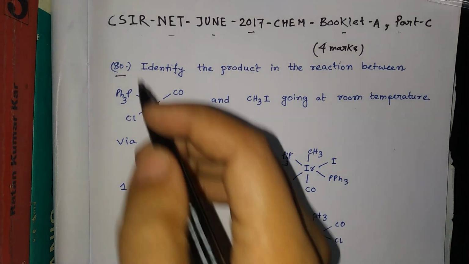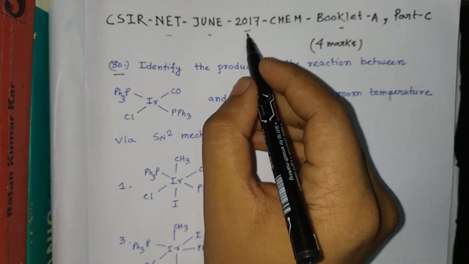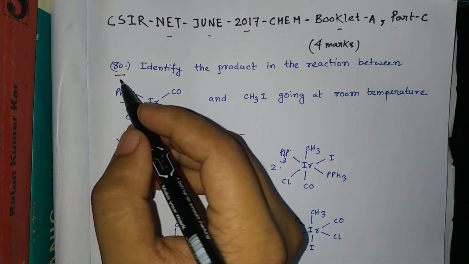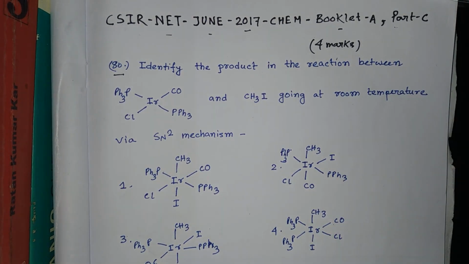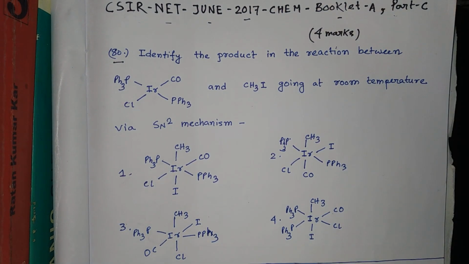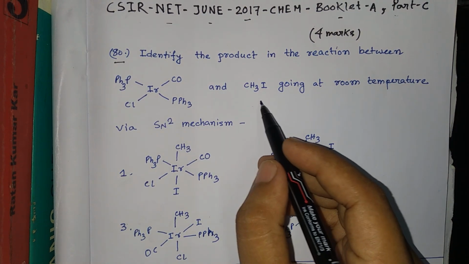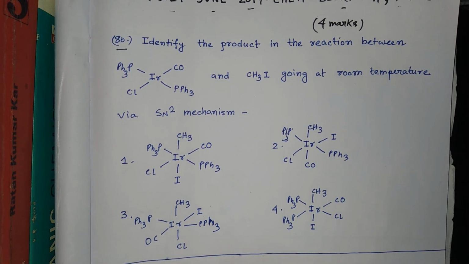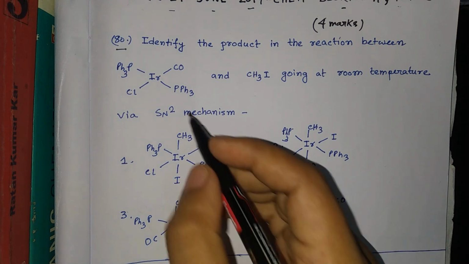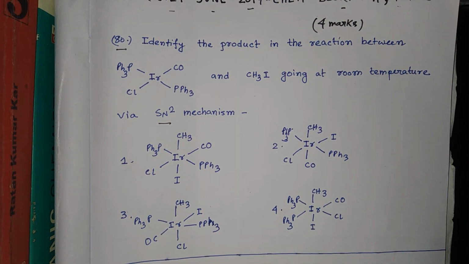Hello guys, today we will discuss the CSIR NET June 2017 question booklet A part C, question number 80. It is a 4 marks question. This is the question on your screen, where you can see a metal complex is given and it will react with CH3I, and we have to determine what the product will be. It is an SN2 type of mechanism, and first we will see the mechanistic details of this reaction.